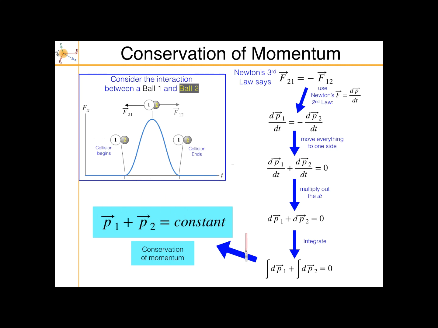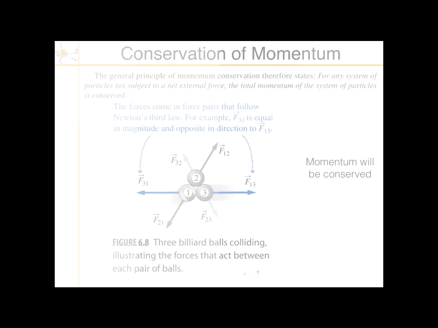So this is an interesting statement. This says that the total momentum, if you add the momentum for 1 and the momentum for 2, is a constant at any time: during the collision, before the collision, after the collision. This is saying that the total momentum of the system is conserved during the collision. And we can use this to solve all kinds of problems.